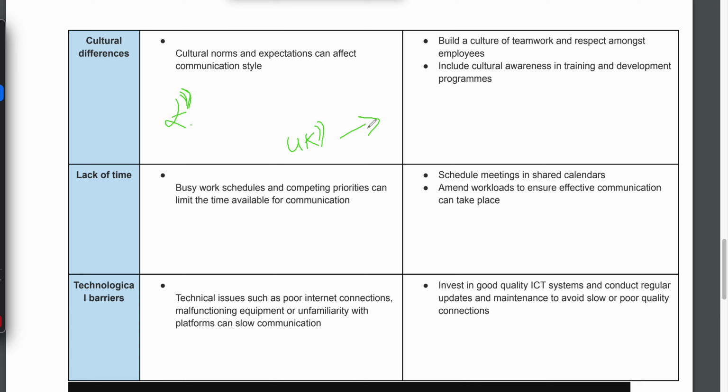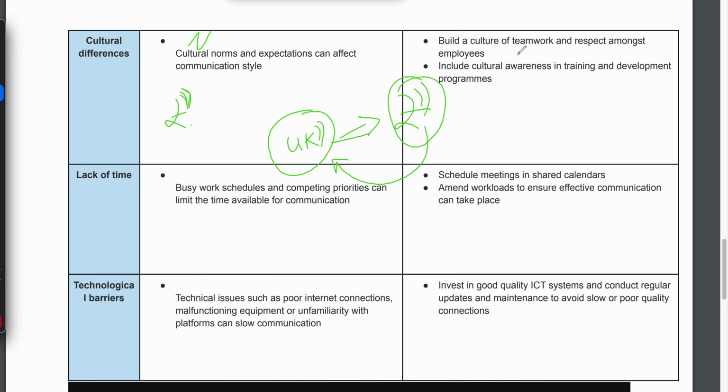That isn't going to cause any problem for them, but to the Zimbabwean, if they're doing it, this person is just going to think that the UK citizen is being rude to them. Why? Because of their culture, they have some cultural differences between them. You get the point?